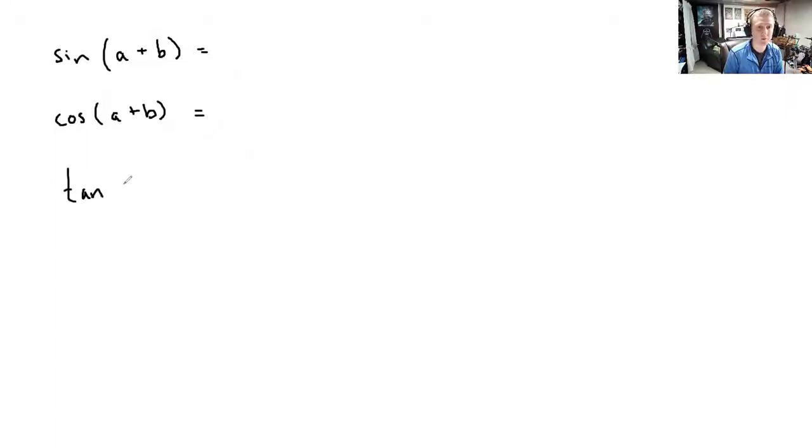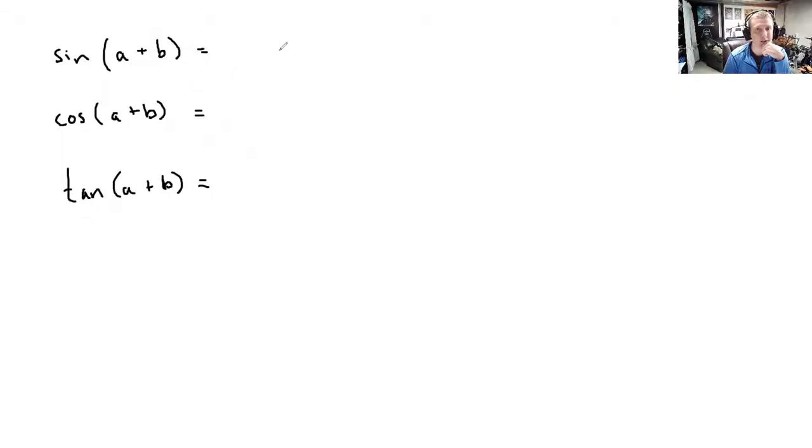There's a third one, which is used less often in my work: tangent of A plus B. It's less commonly used, and there's no nice catchy tune for this one, which makes it worse. For these two up here, the identities go like this.